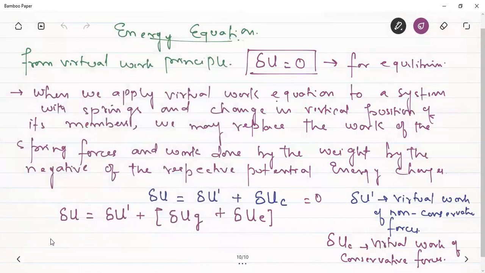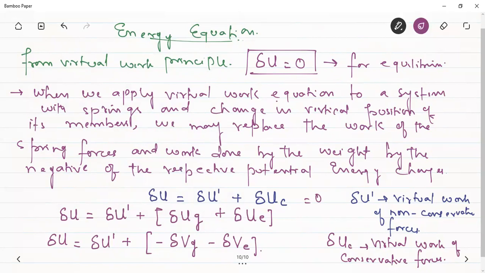Now coming back here, we can write delta U is equal to delta U dash, the virtual work due to the non-conservative or non-potential forces, plus minus delta Vg, and minus the change in potential energy due to the elastic forces. The virtual work done by the elastic force is equal to the negative change in the elastic potential energy. Similarly, the virtual work done by the weight, or the gravity forces, is equal to the negative change in the gravitational potential energy. So this is the mathematical statement of the statement written above.